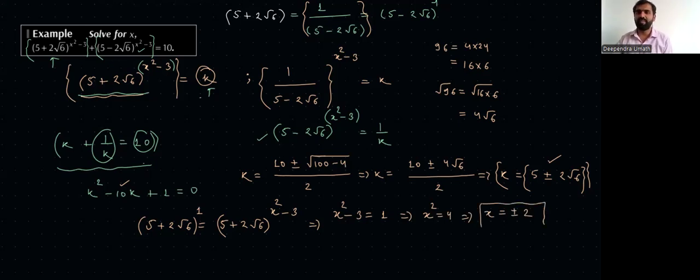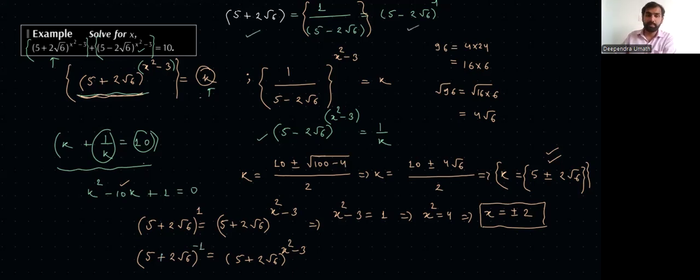However, we still haven't considered the other value of k, which is 5 minus 2 root 6. I hope you're realizing it. So this is the value. And what was the value of k? The value of k was this, which is 5 plus 2 root 6 whole raised to the power x square minus 3. On the left hand side, what we are given is 5 plus 2 root 6. Can I replace this value by 5 plus 2 root 6 raised to the power minus 1? Because we have already concluded that 5 plus 2 root 6 can be replaced by 5 minus 2 root 6 raised to the power minus 1 and vice versa.